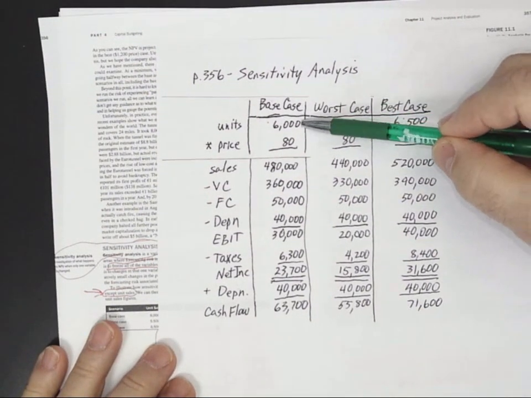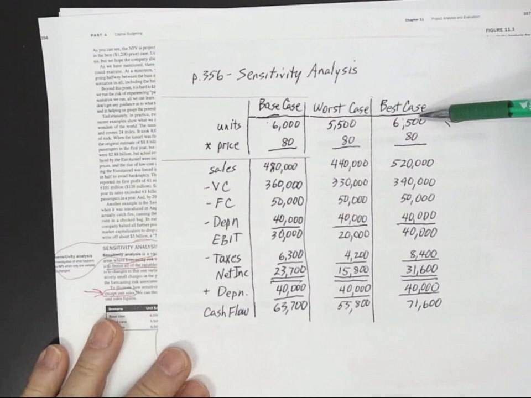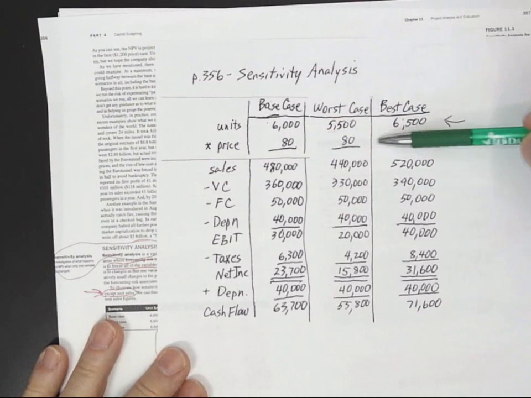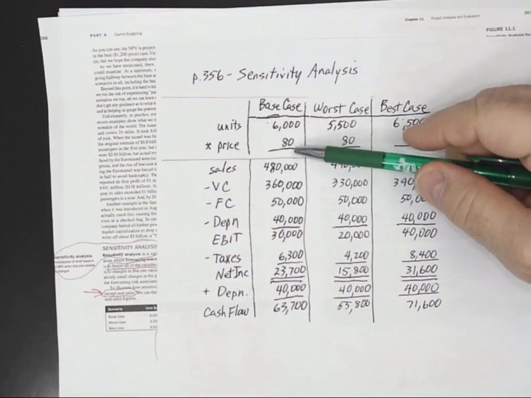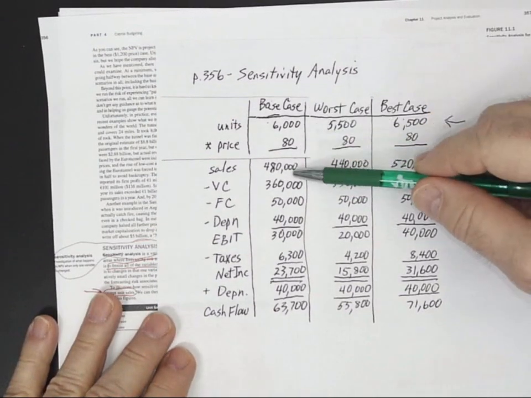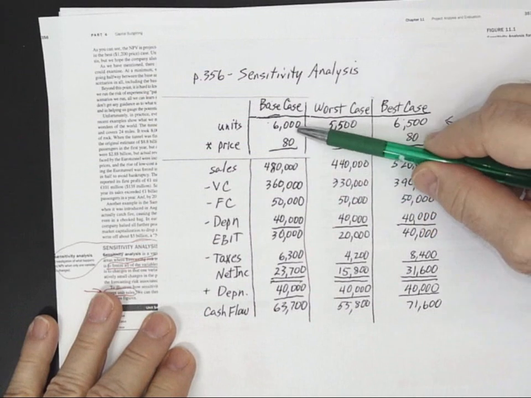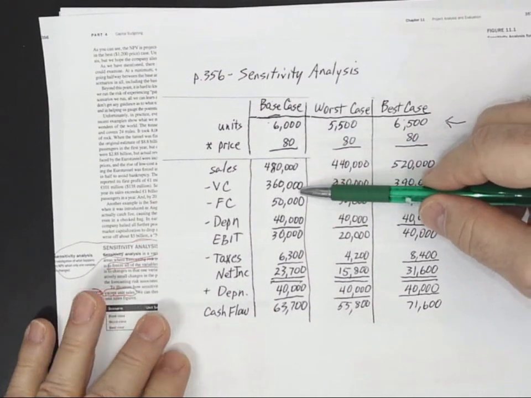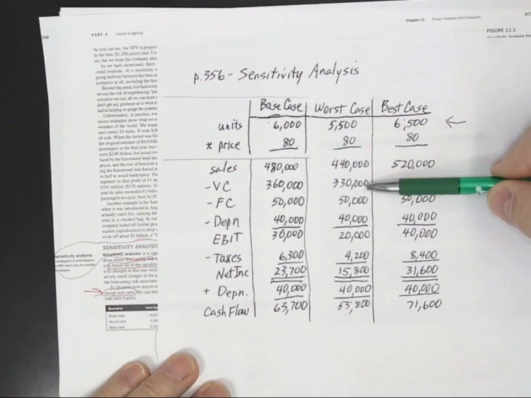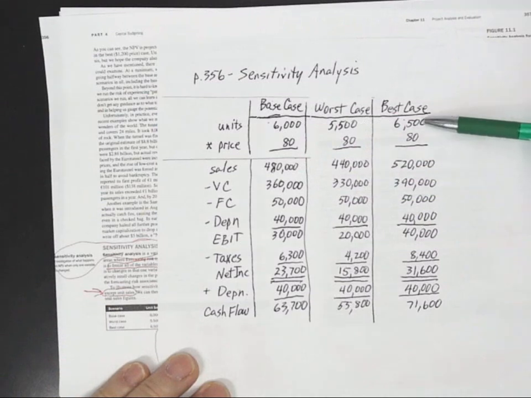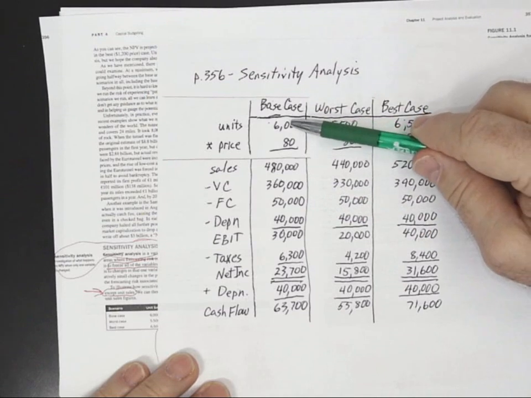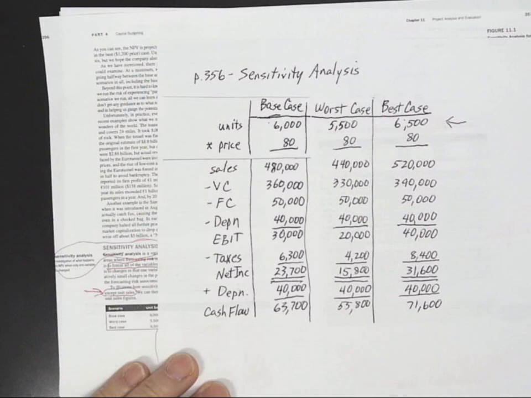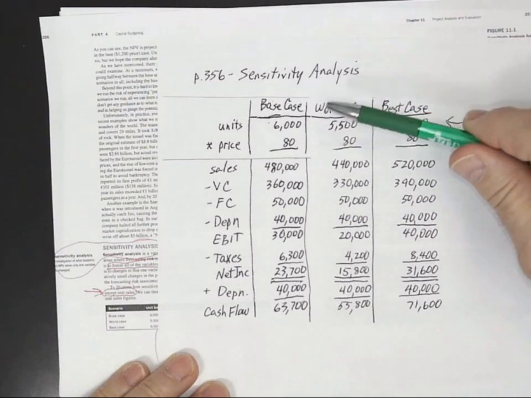Here's our base case for unit sales, our worst case, and our best case. And here's our price, the same. Variable cost per unit, which doesn't give you the same variable cost because there's a different number of units, but you can see it's $60. 5,500 times $60 is this, and 6,500 times $60 is this. Fixed costs are the same, so all we're varying is units. Variable cost, price, and fixed cost all stay the same.